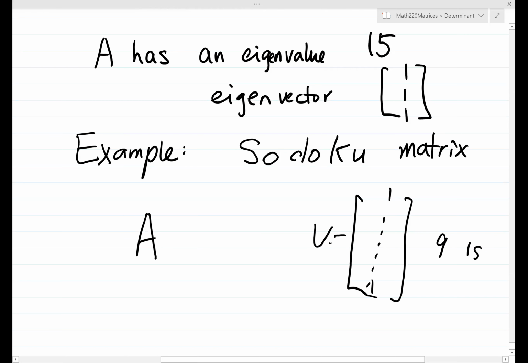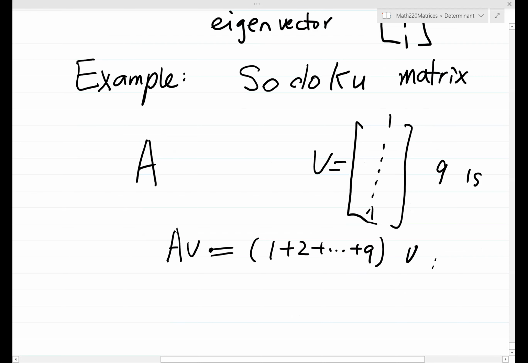Then if you multiply, V is an eigenvector. You get A times V, the sum of every row. Then you get 1 plus 2 plus all the way to 9 for every entry. So every entry you get the same number, so this is actually a multiple of V. So this matrix A has eigenvector 1, 1, 1, 9 ones, with eigenvalue 1 plus 2 plus all the way to 9. So this is the sum 1 to 9, and you get 10 times 9 over 2, so you get 45.